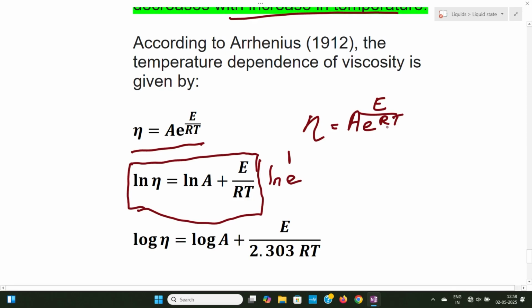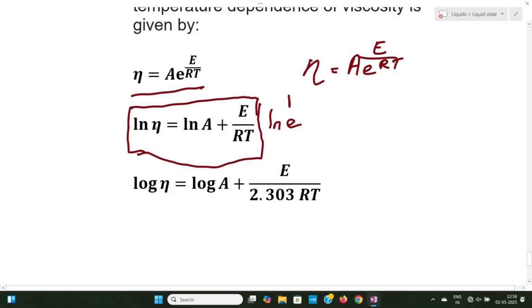If we take the logarithms to base 10 of this equation, we can write it as log eta is equal to log A plus E by 2.303 RT. This is the equation to find out the activation energy for the viscous flow.